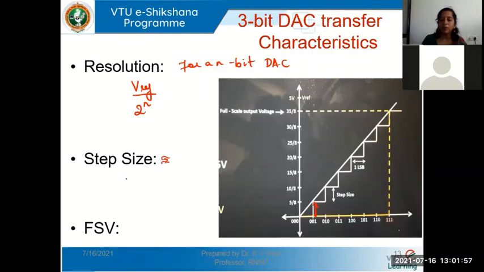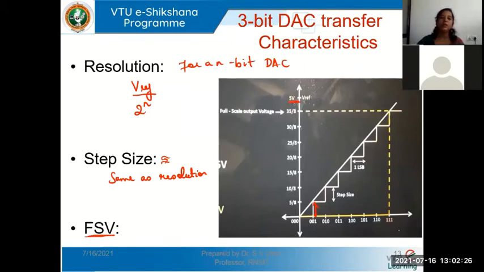I told you it will be similar to resolution. The size of one step will be almost equivalent to the resolution value. And then we can also measure something known as the full scale output voltage, FSV in short. The full scale output voltage, you notice, will not be equal to the reference voltage.